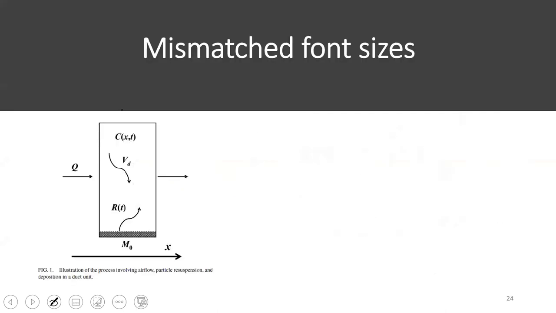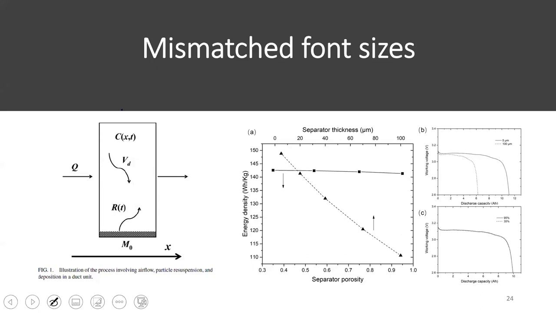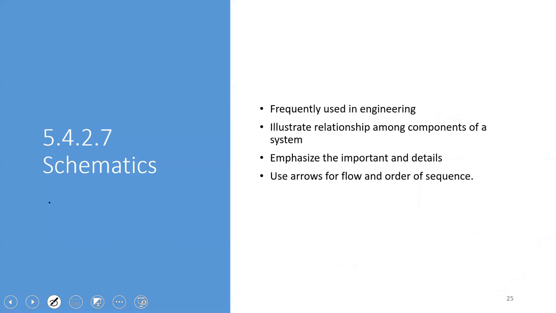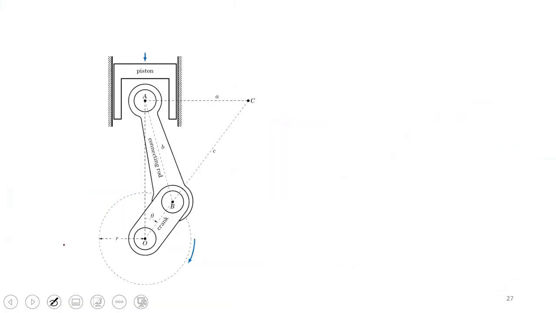Okay, I already showed this one. This is a manuscript prepared by my students. Of course, it's not the final version, but when I review it, this is the main text, about 12. But when I look at this one, pretty much everything here is maybe 7 to 8. Schematics are frequently used in engineering.